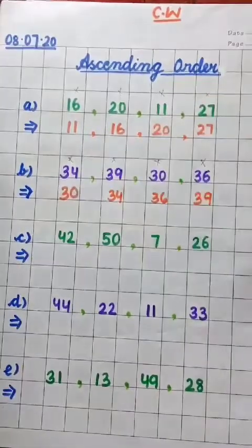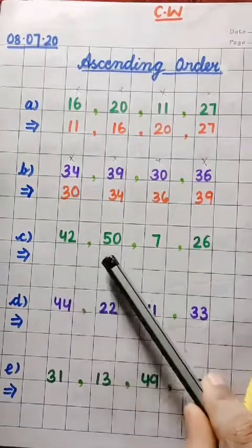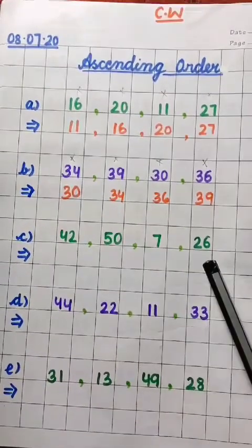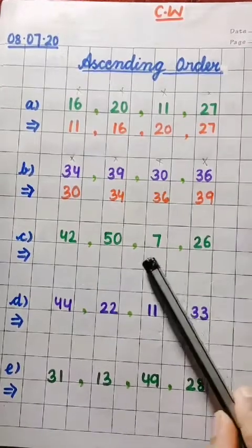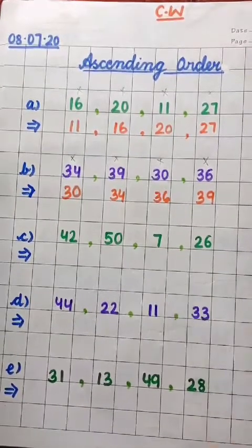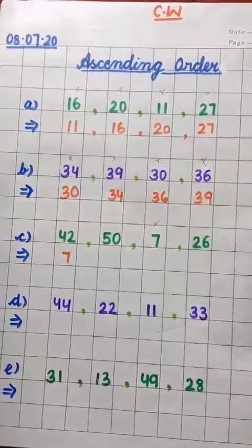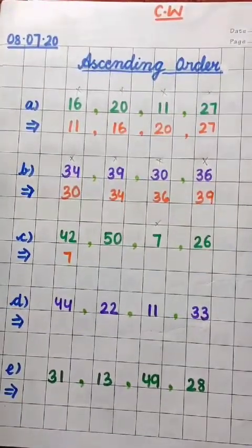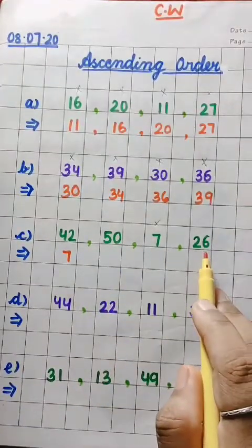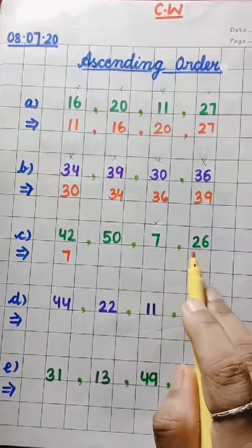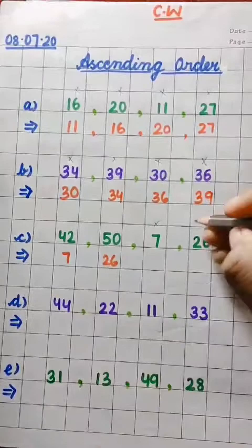Okay. Now next we'll move to C. Now we have 42, 57 and 29. Now see which is the smallest number over here. Single digit number, that is 7. So we'll write 7 and we'll cross this 7 as we have written. Now next we have 3 numbers, 42, 57 and 26. Now which is the smaller? 26. Why? Because this is starting from 2. So we will write 26 and we'll cancel this number.